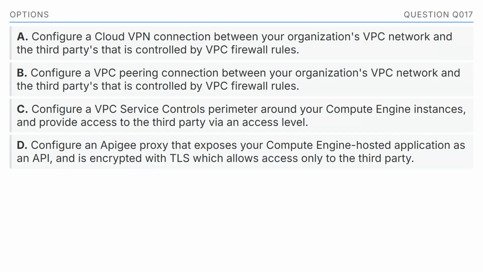The options are: Option A, configure a Cloud VPN connection between your organization's VPC network and the third party's that is controlled by VPC firewall rules. Option B, configure a VPC peering connection between your organization's VPC network and the third party's that is controlled by VPC firewall rules. Option C, configure a VPC Service Controls perimeter around your Compute Engine instances, and provide access to the third party via an access level. Option D, configure an Apigee proxy that exposes your Compute Engine hosted application as an API, and is encrypted with TLS, which allows access only to the third party.